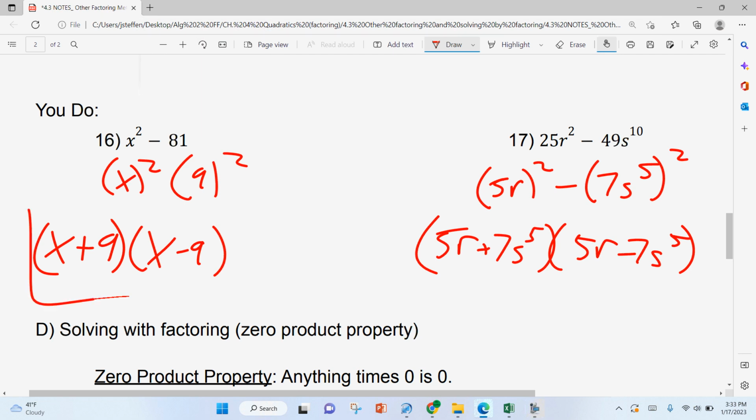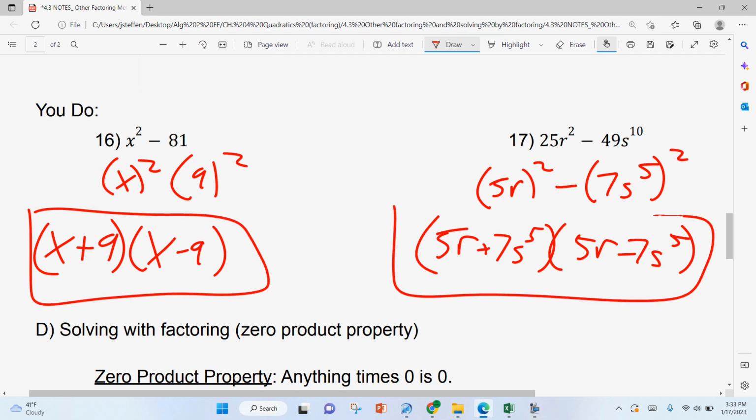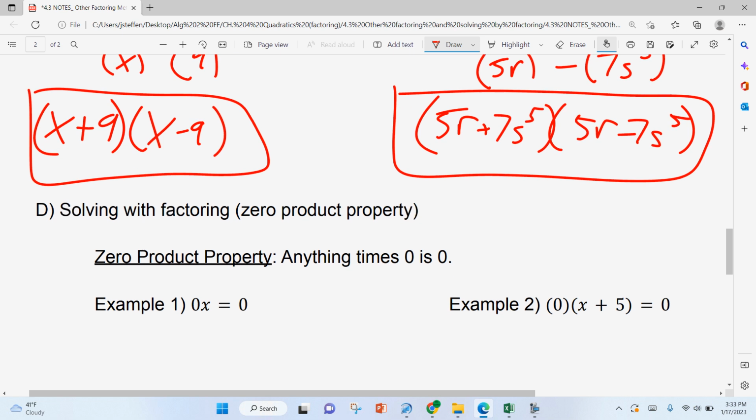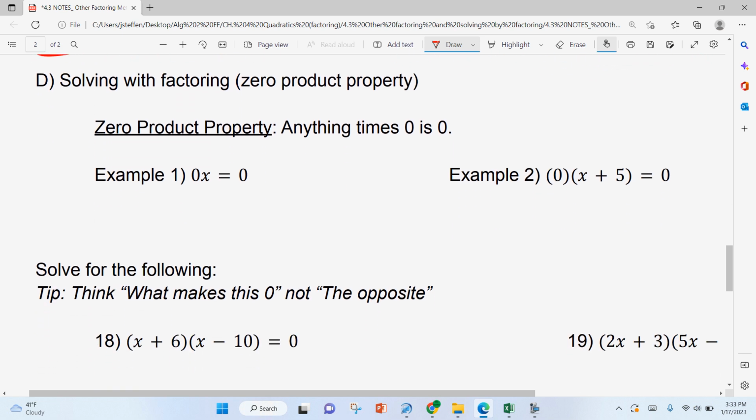So these are my two answers. It doesn't make any difference what order it goes in. This first one, you could have put x minus 9 first and then x plus 9. Doesn't make any difference on that. So now the last thing we're doing is solving with factoring.